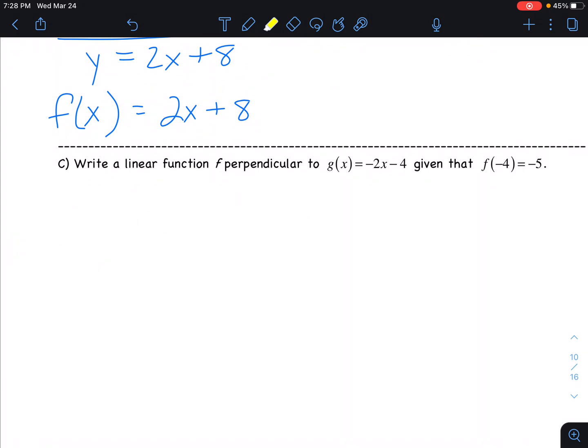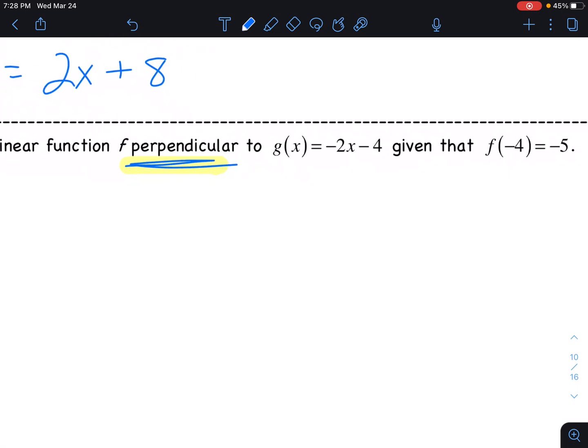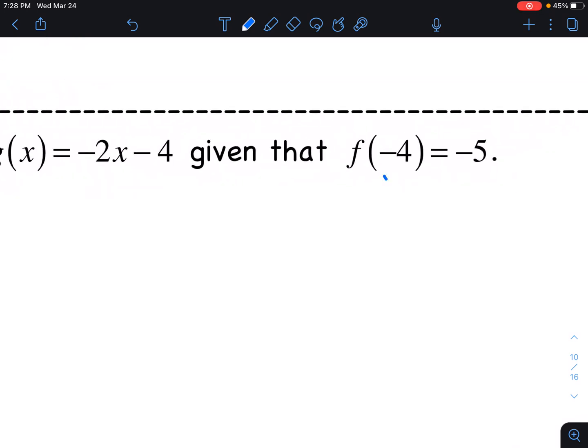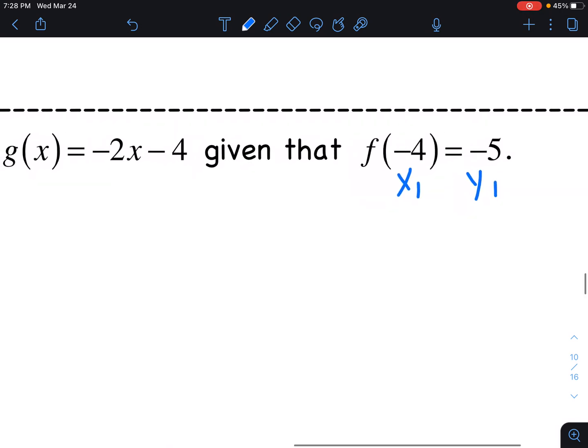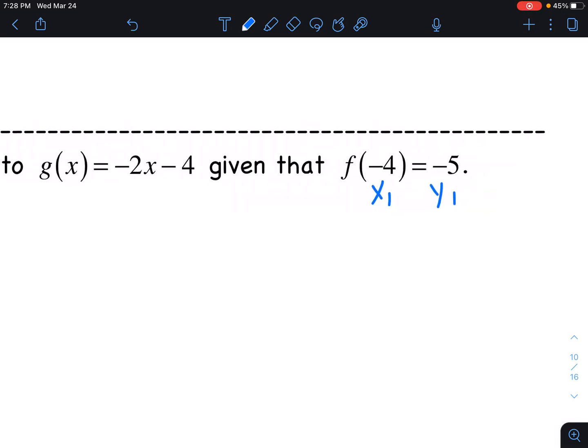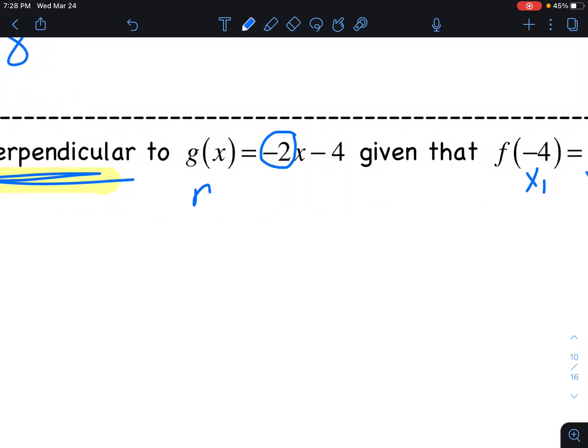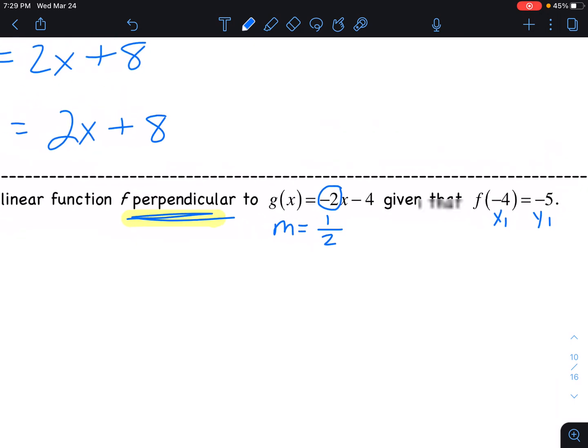Letter C. Write a linear function f that is perpendicular to g of x equals negative 2x minus 4, given that f of negative 4 equals negative 5. So negative 4 is x1, negative 5 is y1. What's your slope in function g? Your slope in function g is negative 2, but it says perpendicular, so what's perpendicular to negative 2? It would be positive 1/2, or 1/2.